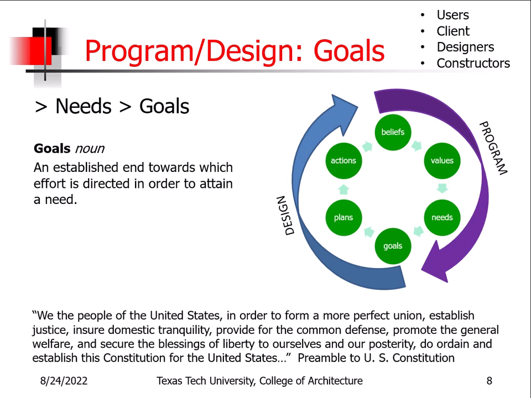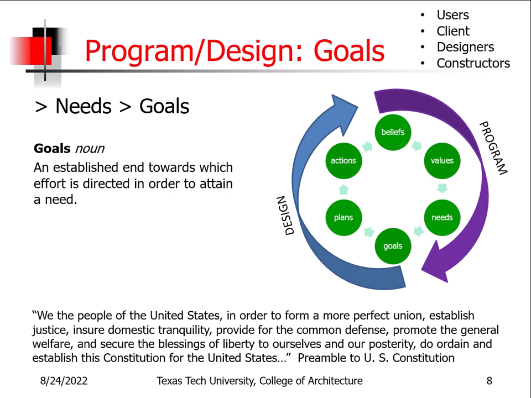So if we value, for instance, transportation and having the ability to move around as we please, we may find that we need an automobile. And if we need an automobile, the next thing we have to do is establish a goal towards that end, to attain that need. And that is we need to buy an automobile, or maybe somebody might feel like they need to steal an automobile, and that becomes their goal, right? Is to obtain that automobile.